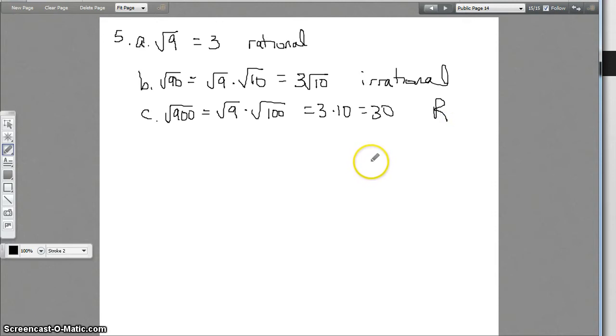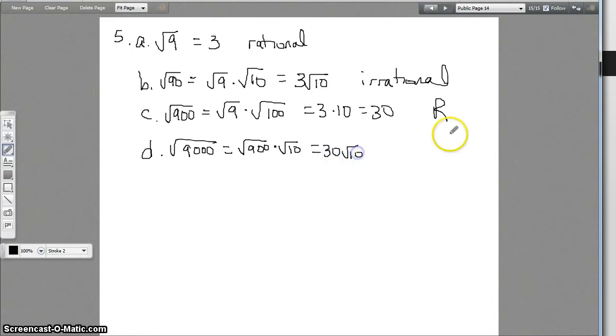Capital I means irrational. Okay, so let's look now at part D. That's the square root of 9,000. Well, we know that's going to be the square root of 900 times the square root of 10. The square root of 900 we already found was 30. So it's 30 times the square root of 10. That is irrational.